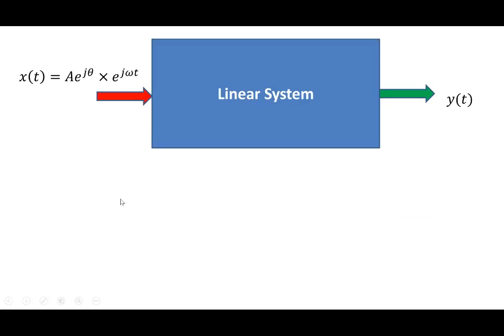All right, so let's continue with this thought. We are now going to look at our circuits excited with a signal of this kind. Theta can be 0, theta can be anything. So if it's a pure cosine, theta is 0.